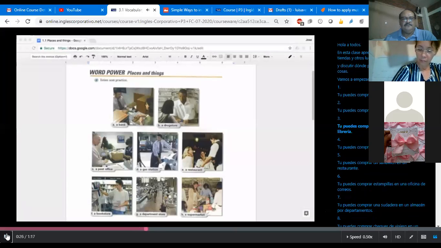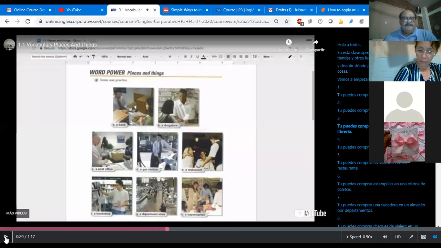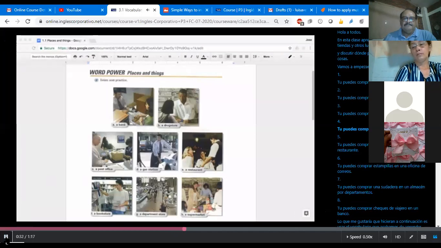Three, you can buy a dictionary at a bookstore. Okay, what is the difference between a bookstore and a library? Anybody? A bookstore is like a store, where you can buy. And a library? It's like la biblioteca. Yes, it's where you go and study, right? In the library, you go to study and they lend you books. In the bookstore, you pay money for the books. Okay, you buy. Four, you can buy gasoline at a gas station.